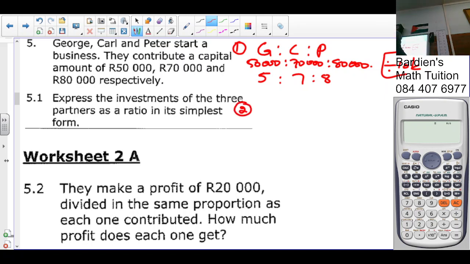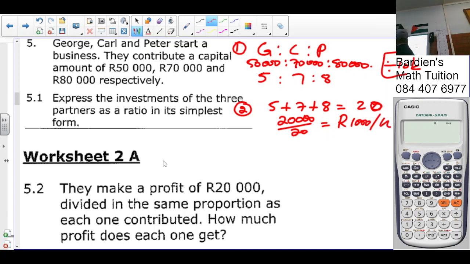They make a profit of 20,000 Rand, divided in the same ratio as each one contributed. How much profit does each one get? So what we do is we add 5, 7 and 8. That gives us 20. So now I say 20,000 divided by 20. It gives you 1,000 Rand per unit.